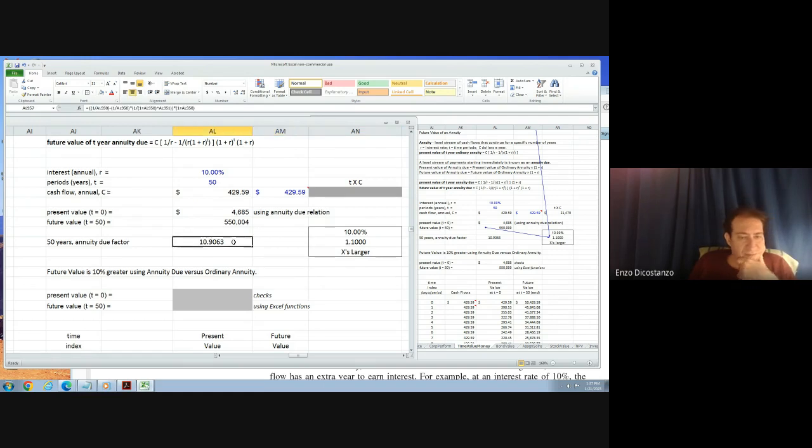So the factor is you take the present value and then multiply it by 1 plus 10%. That gives you the annuity due factor. So all those payments are working one extra period. You're not getting one at the end of the 50th year. You're getting one at the beginning of the 50th year, and it's working to the end of the 50th year. That's how you get the 10.91. Here's what that is.